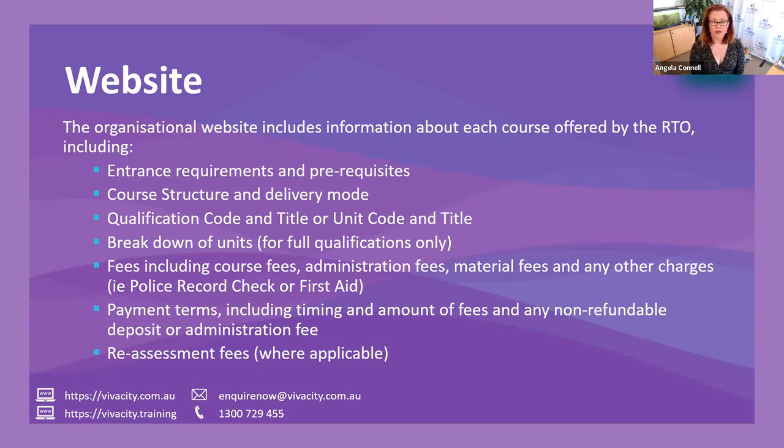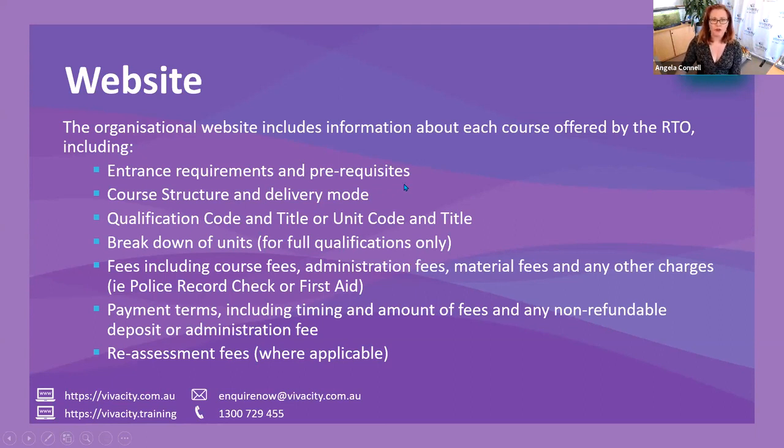So the other situation where it may be as well is you have a superseded training product that you're still marketing on your website with the old code and title. So you need to make sure that you've updated all of the information. So whenever there is a change in training packages, one of the items on your checklists to be completed is making sure that you're updating your website as well with the updated code and title and the qualification requirements. There should also be a breakdown of units.